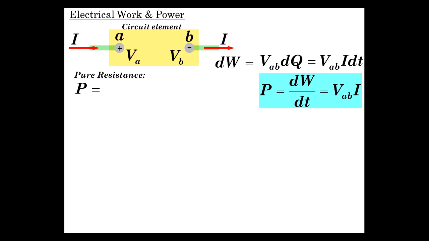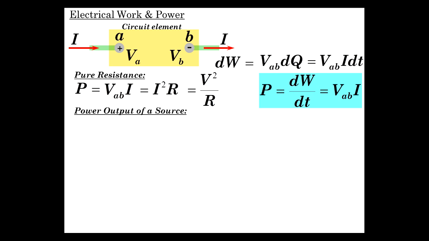For a pure resistance, very common in electronic applications, power is volts across AB times I. Simple as that. But we can write it in different ways because V is I times R, so this becomes I squared R. And then current I is V over R, so we can write this as V squared over R. Now consider the power output of a source. Don't have a picture right here, but we've analyzed that already.